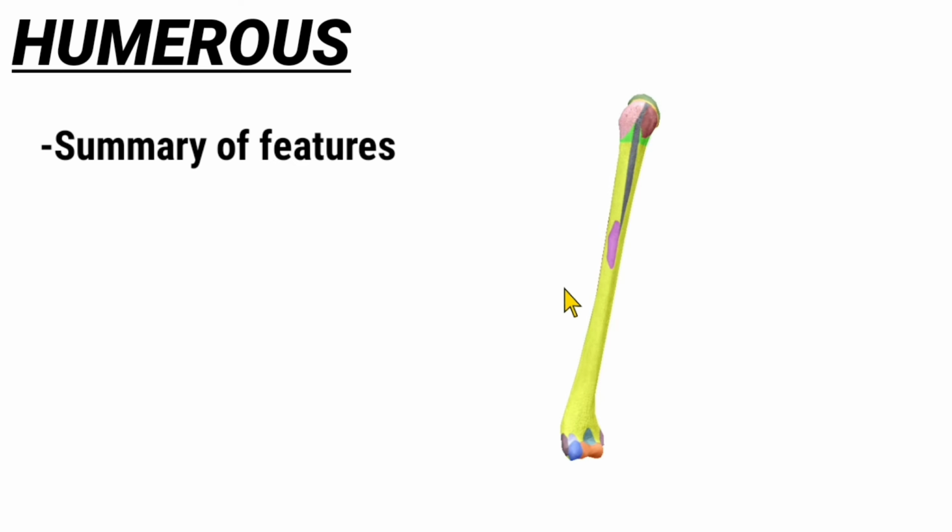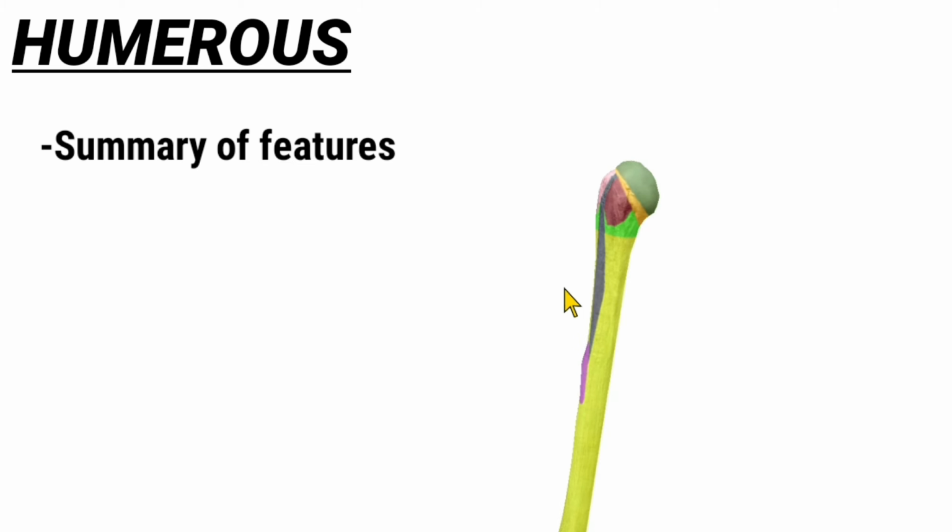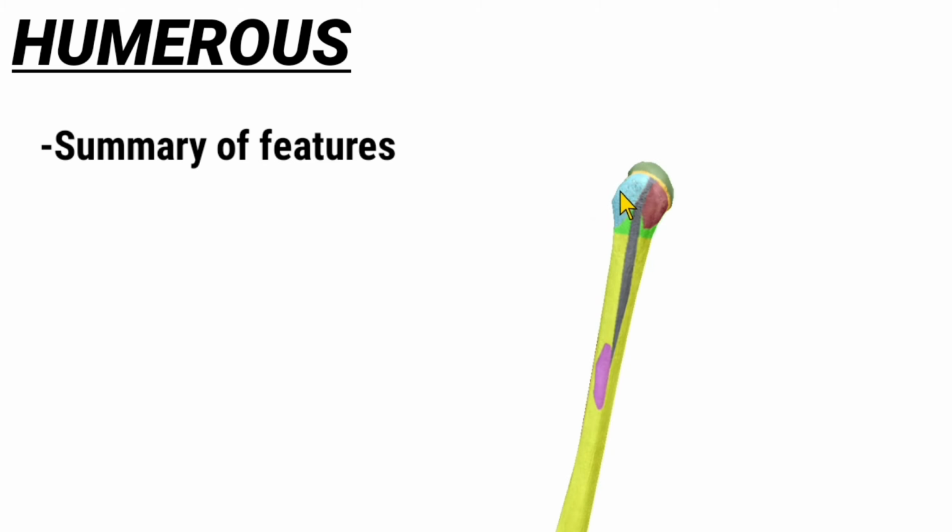So we can conclude the different features of humerus as, first of all, in the upper end here is the head of the humerus, and then the anatomical neck of the humerus, lesser tubercle and greater tubercle in the lateral aspect of the upper end, and there is the intertubercular sulcus, also called bicipital groove, and then the surgical neck of the humerus, then the shaft of the humerus. In the shaft there is the deltoid tuberosity, and also here is the radial groove or spiral groove.